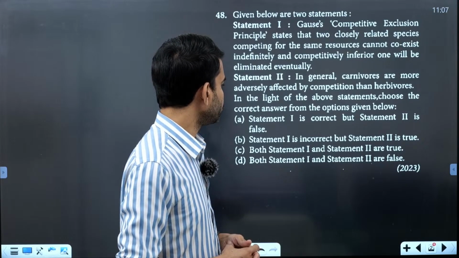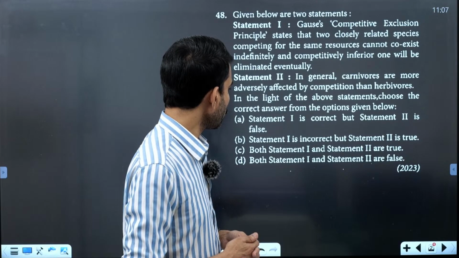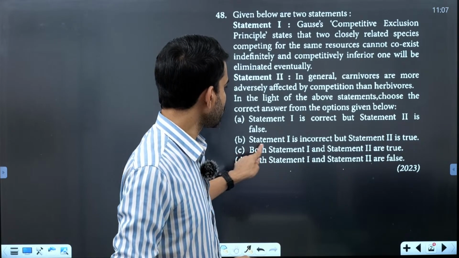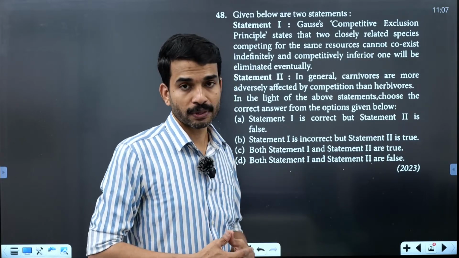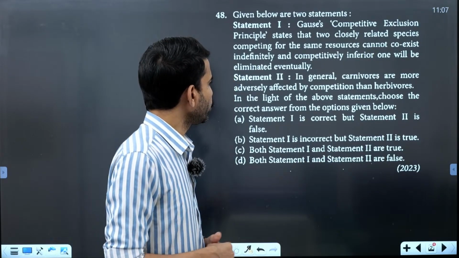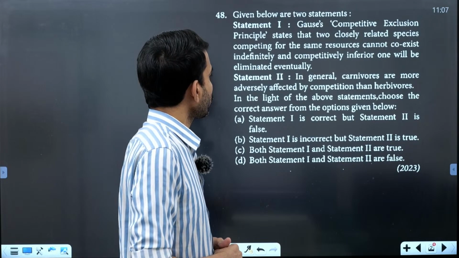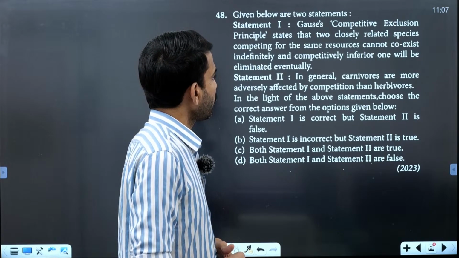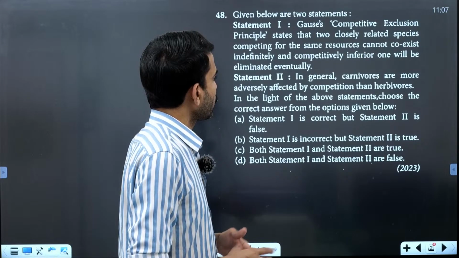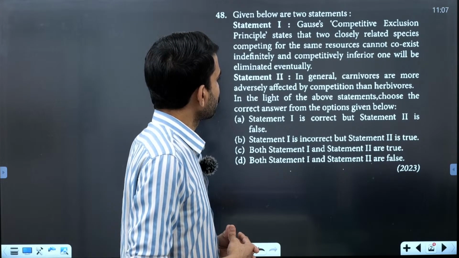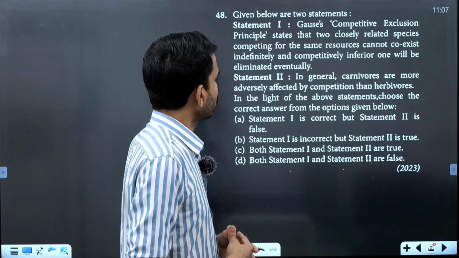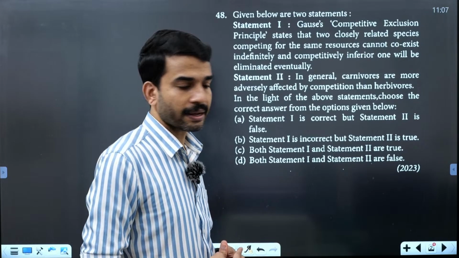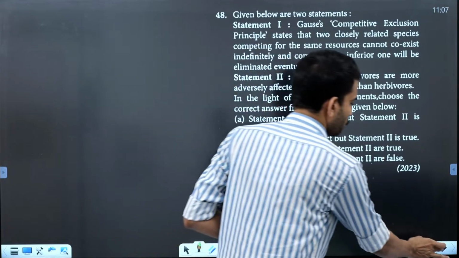Statement 1 is correct, and statement 2 also. That means both statement 1 and statement 2 are true. Statement 2: in general, carnivores are more adversely affected by competition than herbivores. We'll just take it as both the statements are correct. So option C we will take.